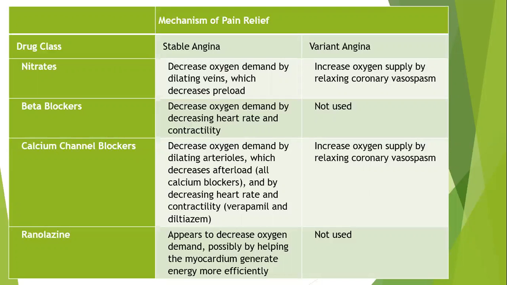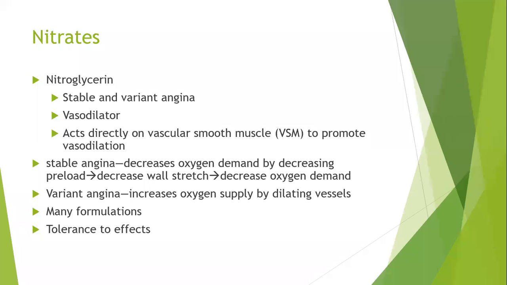little more efficiently. Now, for variant angina, you use nitrates with the purpose of increasing oxygen supply by relaxing the coronary vasospasm. So it has a little bit different action in variant angina. Beta blockers are not used, but calcium channel blockers are, and that increases oxygen supply by relaxing the coronary vasospasm, and ranolazine is typically not used. So there are just fewer options for this type.